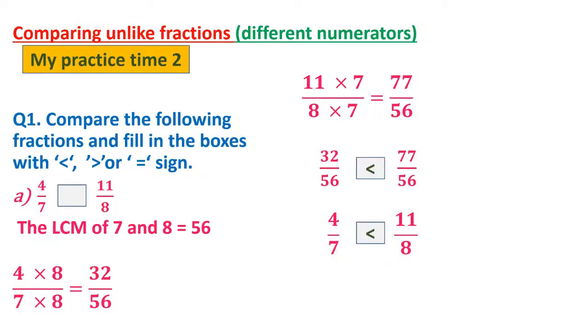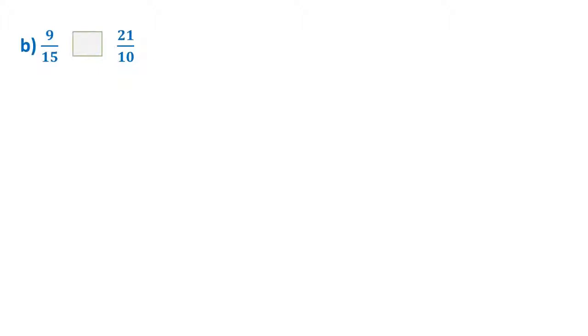Now our next question is this, children: 9 by 15 and 21 by 10. Again, you can see here two different fractions with both numerators and denominators different.